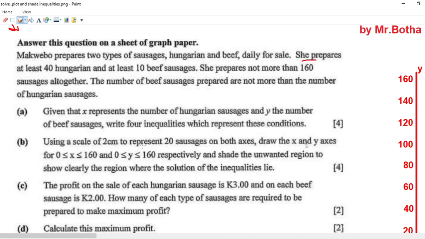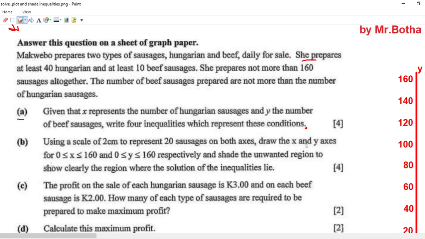Now before we start, look at question A. It reads, given that X represents the number of Hungarian sausages and Y the number of beef sausages, write 4 inequalities which represent these conditions. So we need to find 4 inequalities representing these conditions.